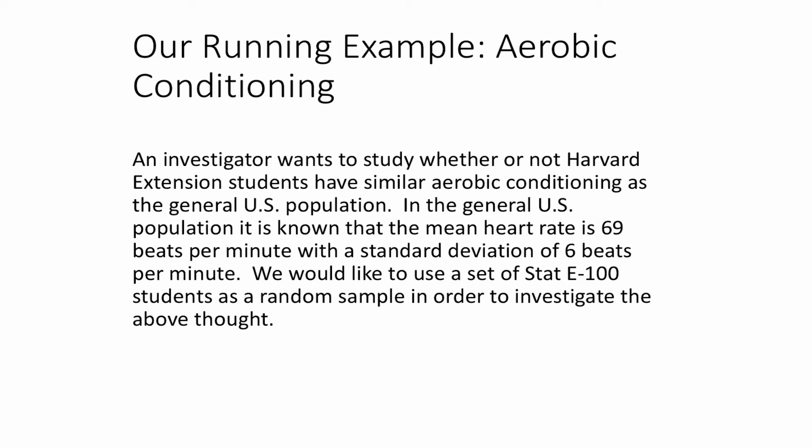So let's go back to this idea of aerobic conditioning for students at Harvard. The investigator wants to study whether or not Harvard Extension students have similar aerobic conditioning as the general US population. So we're using this sample of STATE100 students to test a claim about the US population vis-a-vis the Harvard Extension School population. We know that in the US population, the population mean is 69 beats per minute, and the standard deviation is 6 beats per minute. So we want to use this sample of data to investigate this claim.